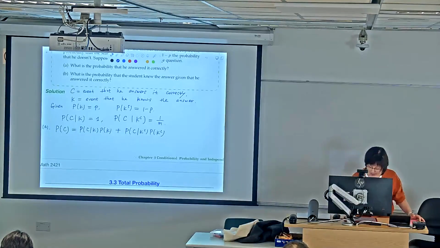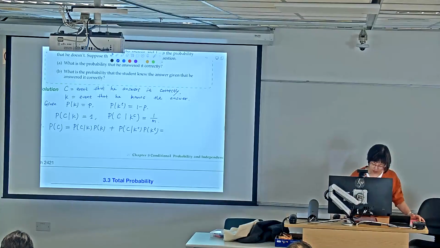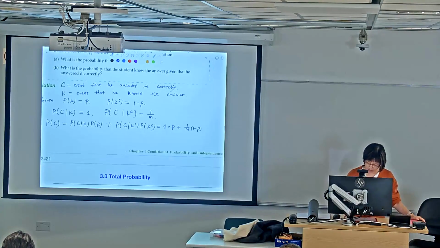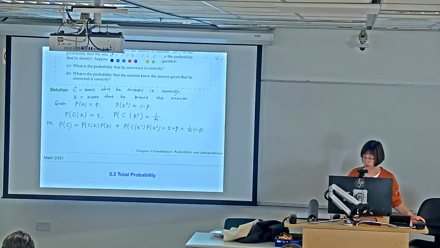And we can plug in the numbers now. So it's the probability of C conditional on K, which is 1, times the probability of K, which is p, plus the probability of C conditional on K complement, which is 1 over m, times 1 minus p. You can leave the answer like that, or you can combine them together, or maybe not. The answer like this is totally fine. Okay.